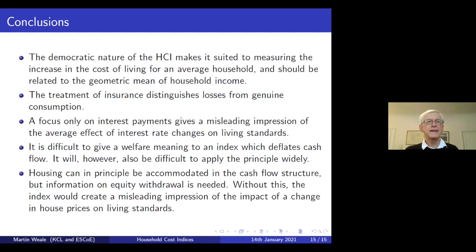With housing, the cash flow structure does accommodate it, but we would need information on equity withdrawal. Otherwise, that would again create a misleading impression of the effects of changes in house prices on living standards. So let me close there, and I'm happy to look at the questions and answers.